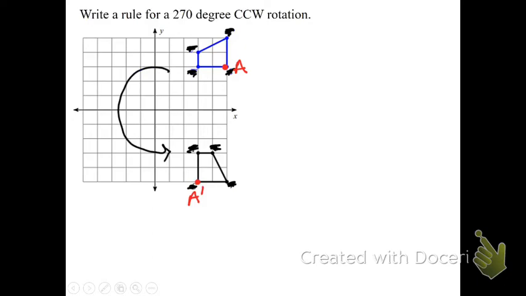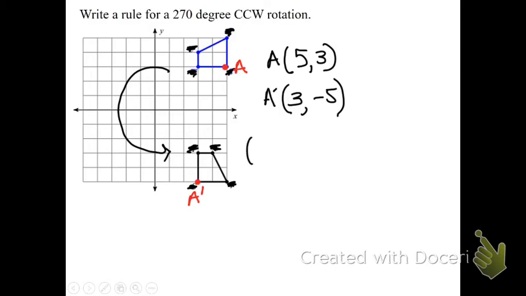So let's figure out our rule. Write down the coordinates of A and A prime. Okay, A is right 5 up 3. A prime is right 3 down 5. Now let's try to figure out our rule. XY maps to, okay, did the order stay the same from A to A prime? Nope, it reversed, so now we know we have a YX.